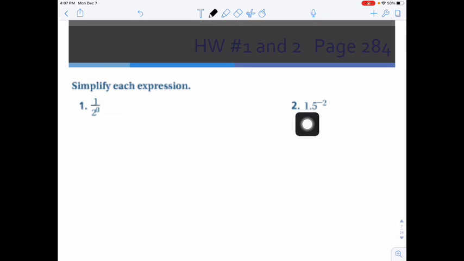And right here we have a decimal, 1.5 to the negative 2. It might be helpful if you rewrite this as a fraction, and you can use 3 over 2. So if it helps you to write it as 3 over 2 all to the negative second power, you may write it that way as well.